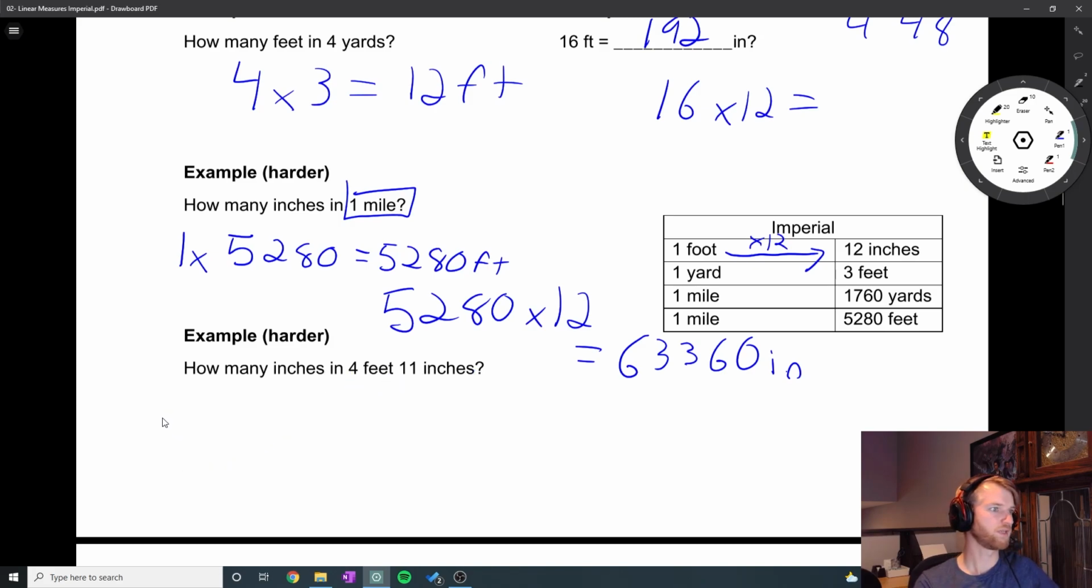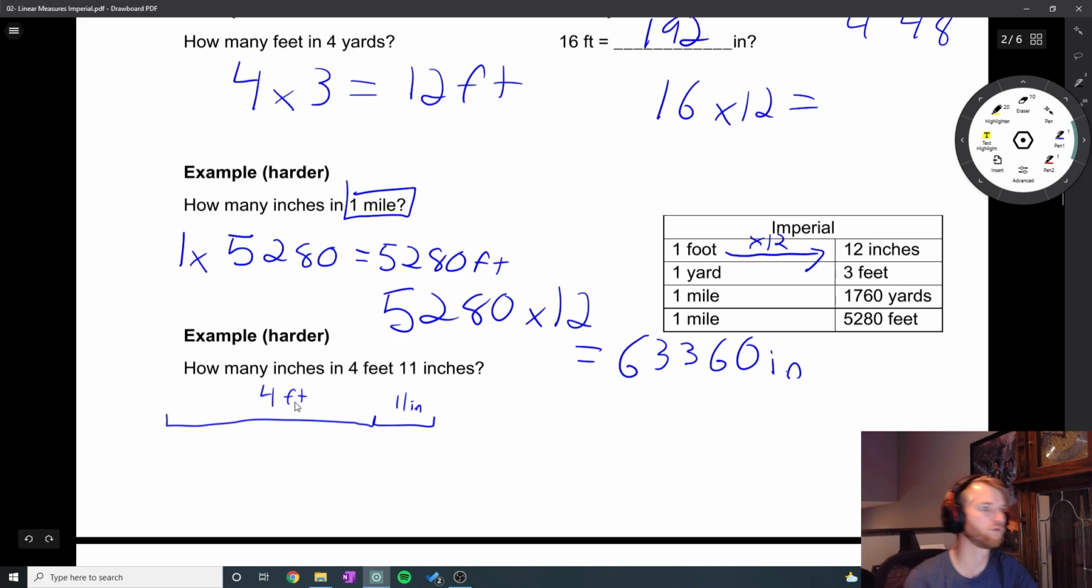So think of it like this. We have 4 feet. Okay, we have 4 feet and 11 inches more. Okay, not quite to scale. Okay, but we have 4 feet and 11 inches. So if we want to find out just how many inches are there total, well, we already know the 11 inches in inches. We just need to convert this.